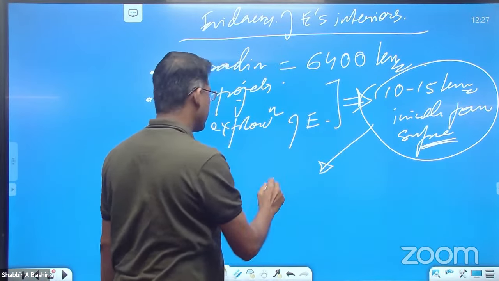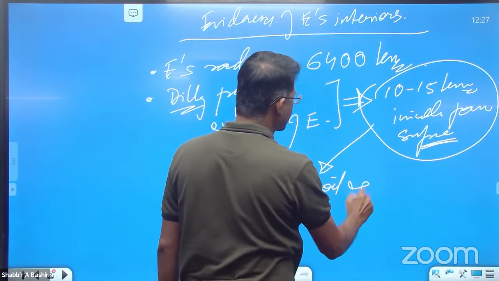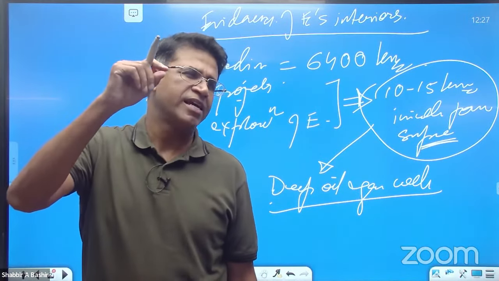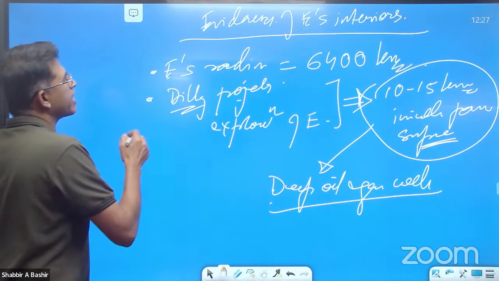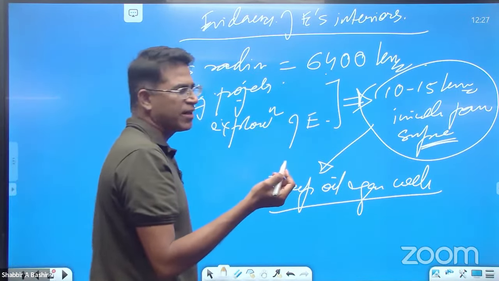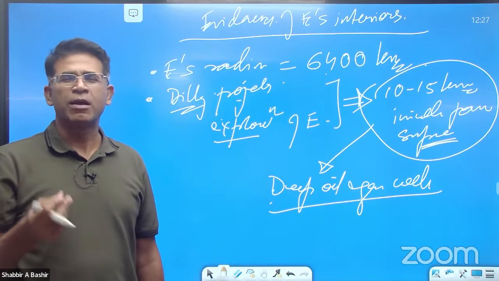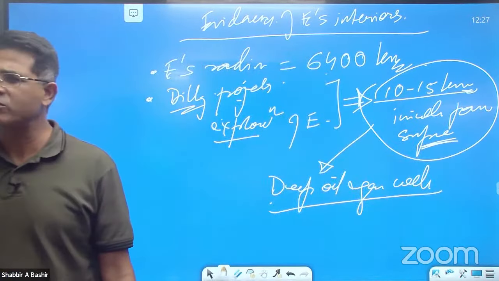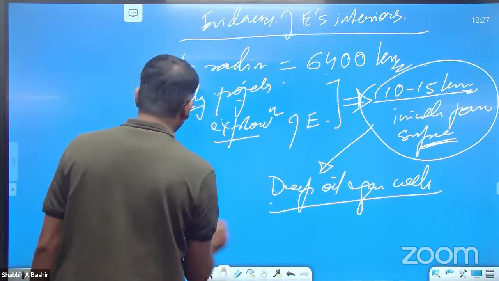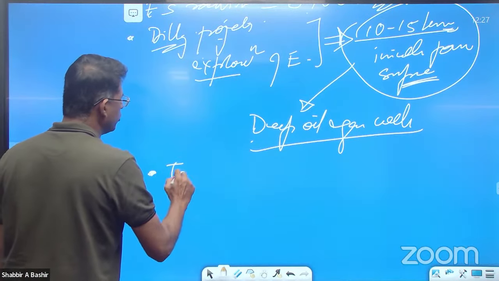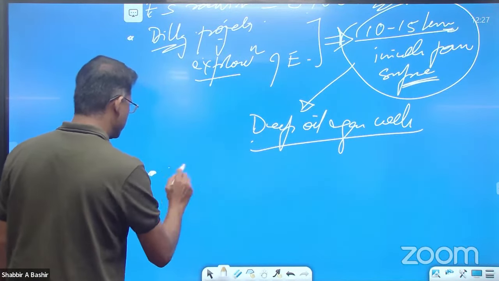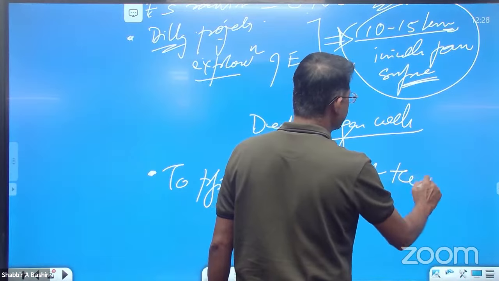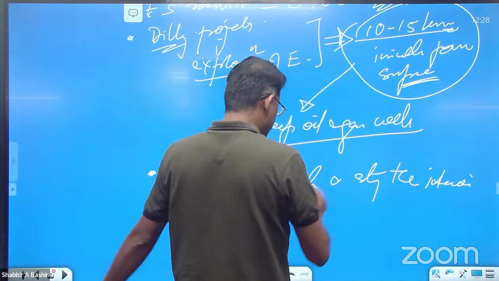Most of these are the deep oil and gas wells. Okay, which means we have just about scratched the surface of the earth. So Earth's radius is this much. Our drilling projects, our explorations of the interiors, the maximum we have drilled inside is just about 10 to 15 kilometers from the surface of the earth. So our point of conversation is that to physically reach and study the interiors is impossible.